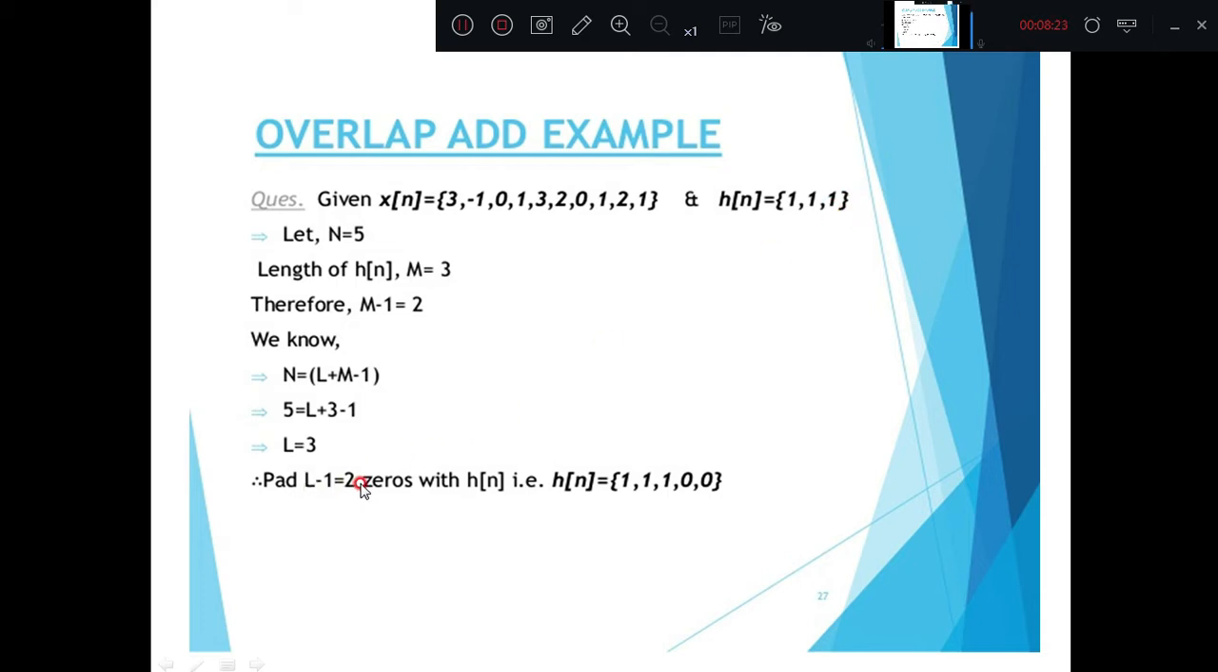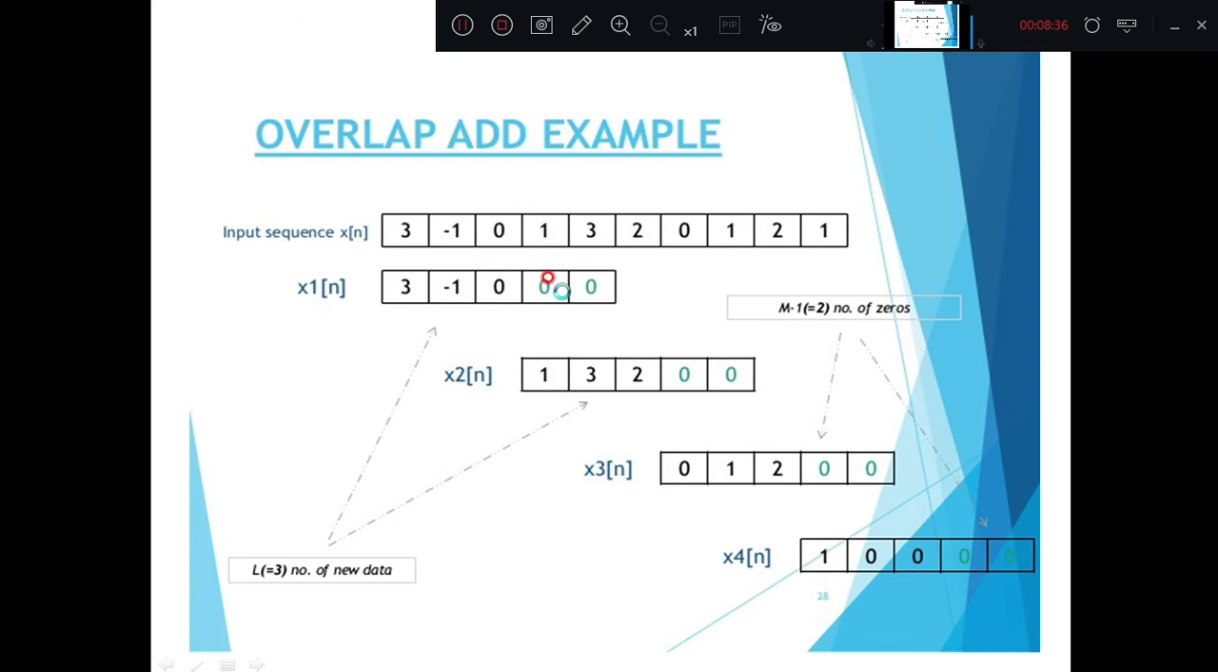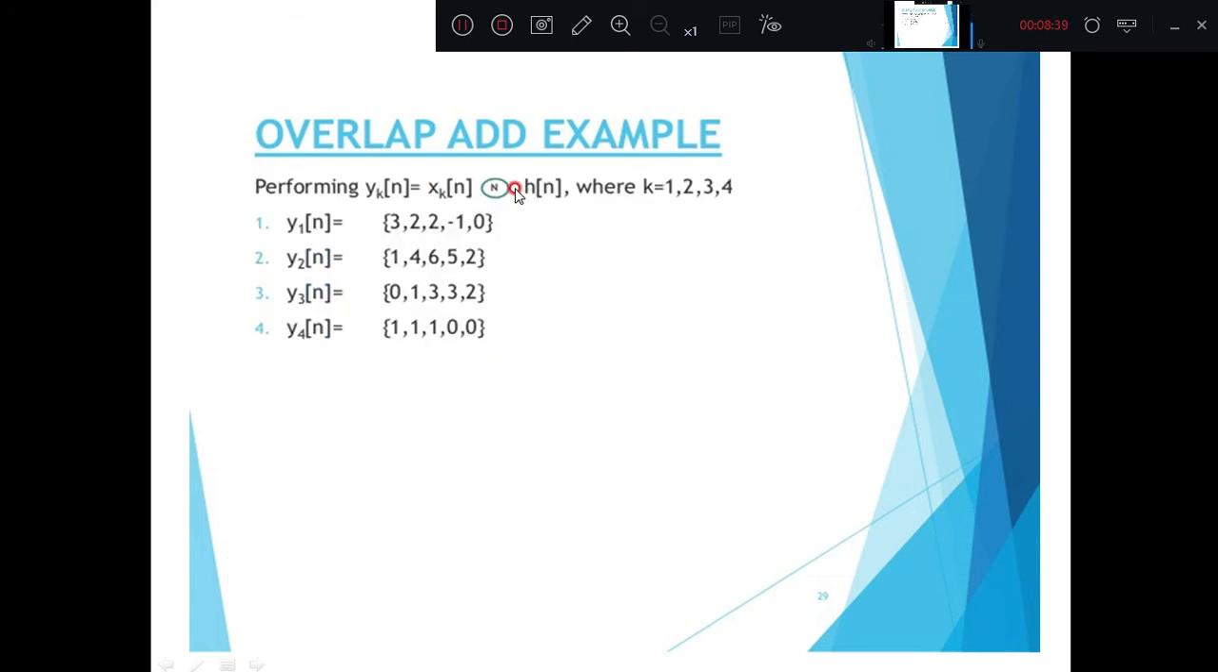So you have to remember, M minus 1 zeros you have to add to each block at the end, and L minus 1 zeros you have to add to h of n at the end, right? And once you make the length of both the sequences the same, you can go for circular convolution. So how many point circular convolution do you have to find? 5 point circular convolution, because it is N. So after finding circular convolution using any method, you will get 4 circularly convolved output sequences: y1 of n, y2 of n, y3 of n, y4 of n.